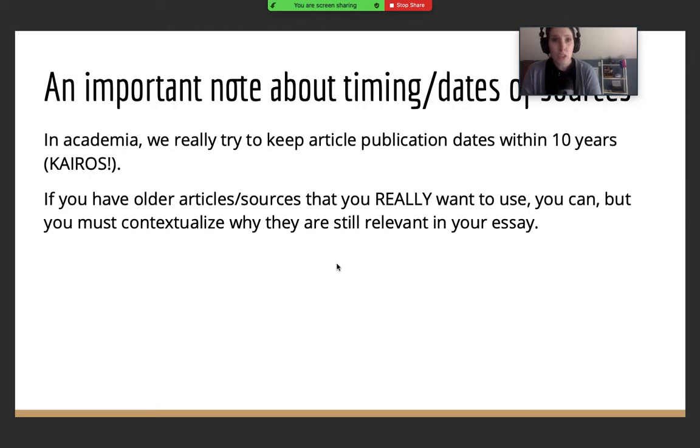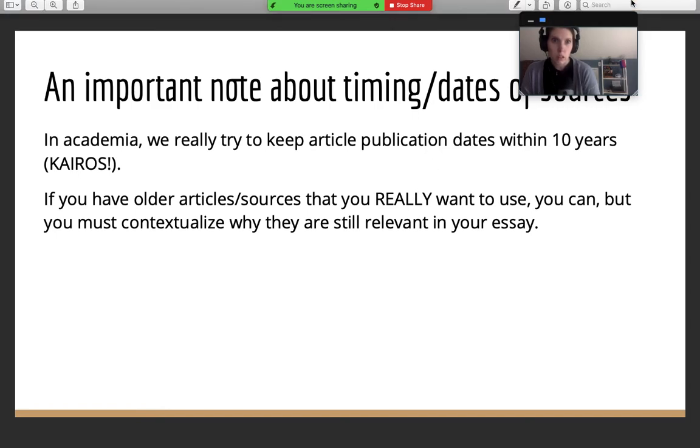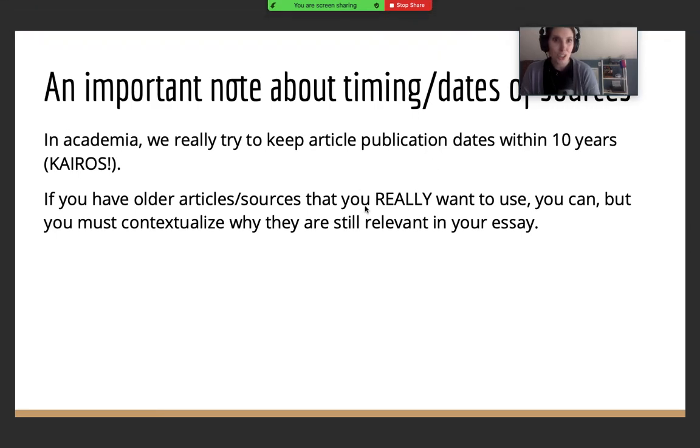If you really want to use it, you can, but you have to contextualize in your essay that they're old, okay? Or that you really can't find anything newer. So keep it within 10 years, please, or at least have reasoning if it is older. Because if I don't see you doing that work, I'm going to assume you didn't pay attention to that, and then you're not really writing within the confines of academia, okay? Keep that in mind.